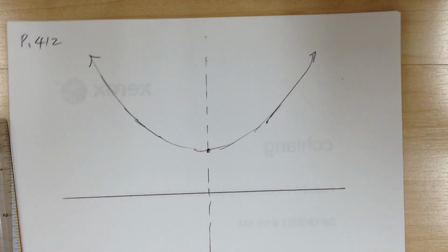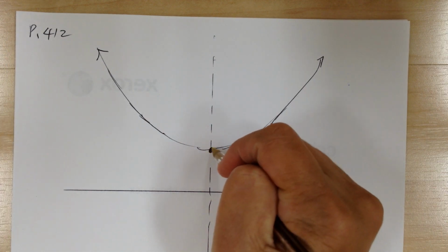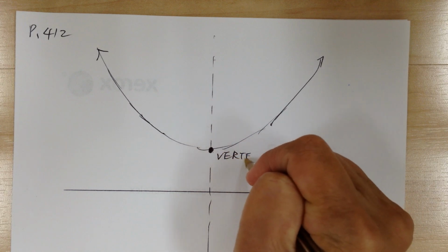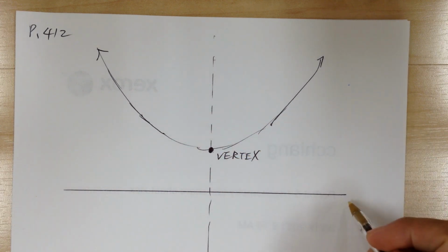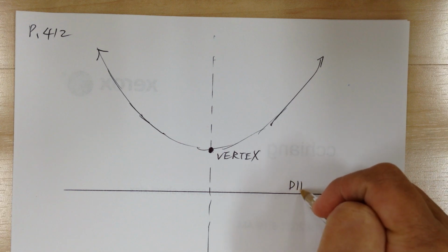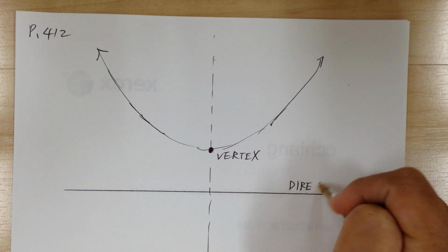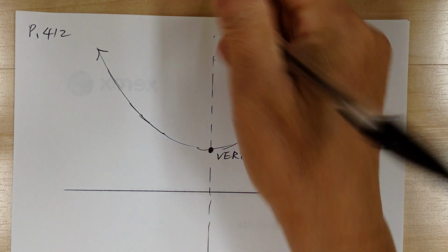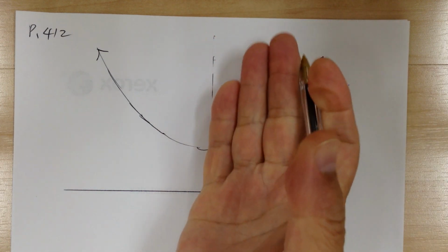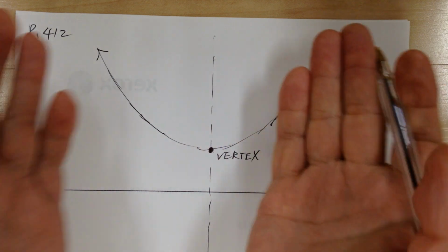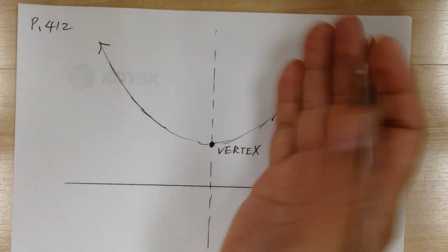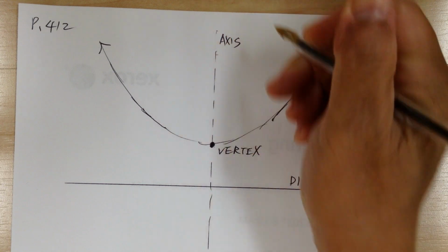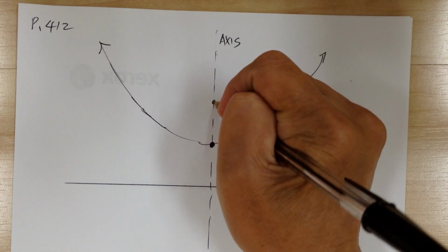Okay, so you need to know all the parts of the parabola. So this point over here, this is called the vertex. And this line over here, this is called the directrix. And this line through the center, this is the center of the graph. So these two halves would be reflections of each other. So this is called the axis. And there's a point over here, it's called a focus.